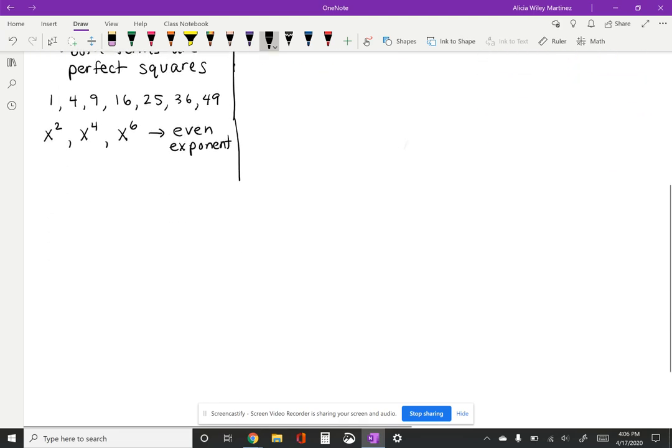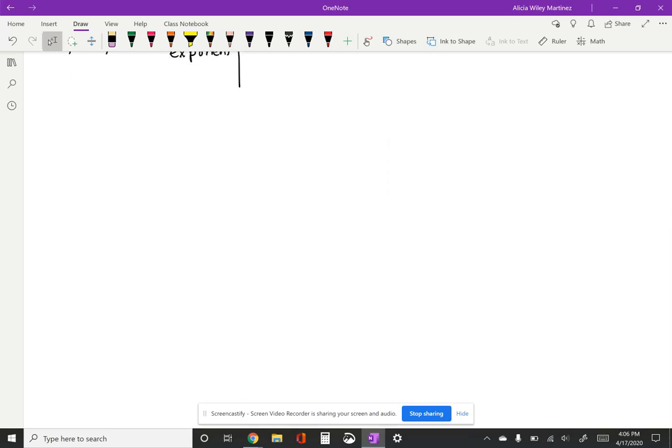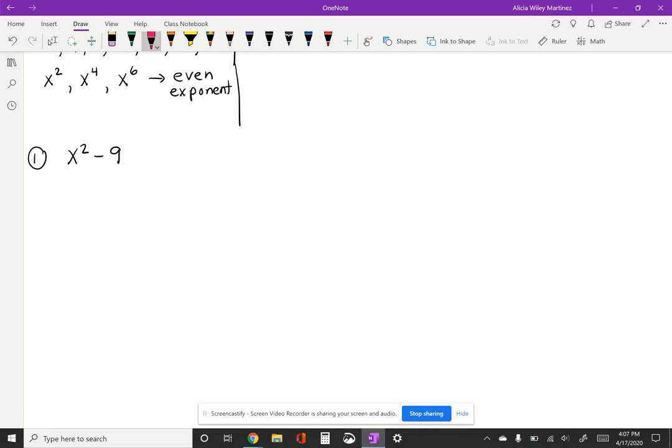So let's go over an example of how we would factor that. Here's an example. Let's look at x squared minus 9. If I factor x squared minus 9, one thing to know about a difference of two squares is that it will factor into two binomials.